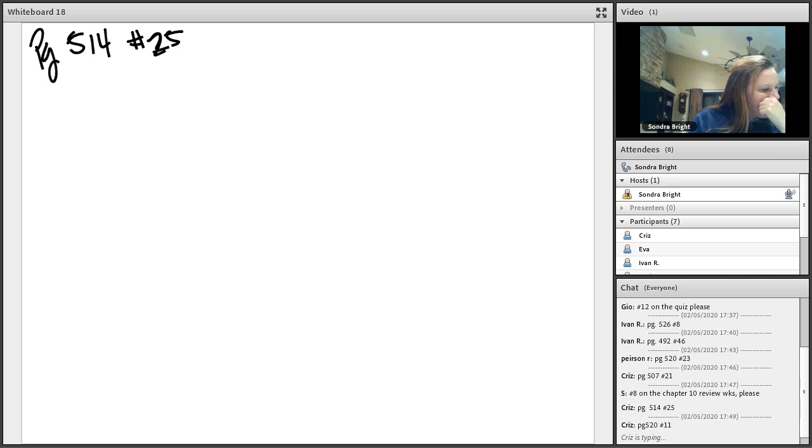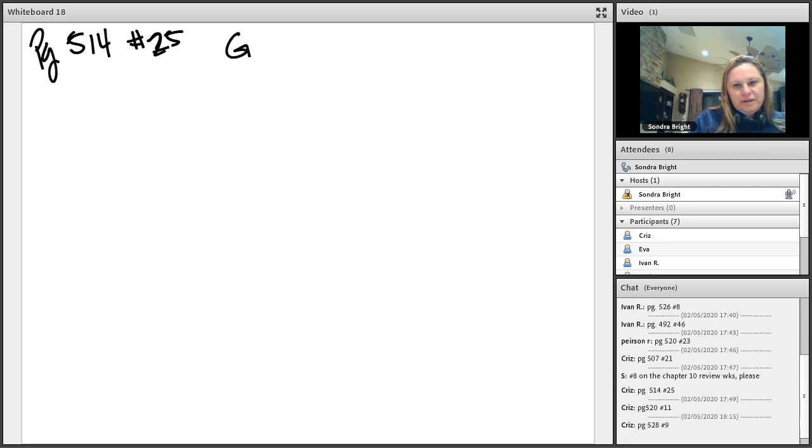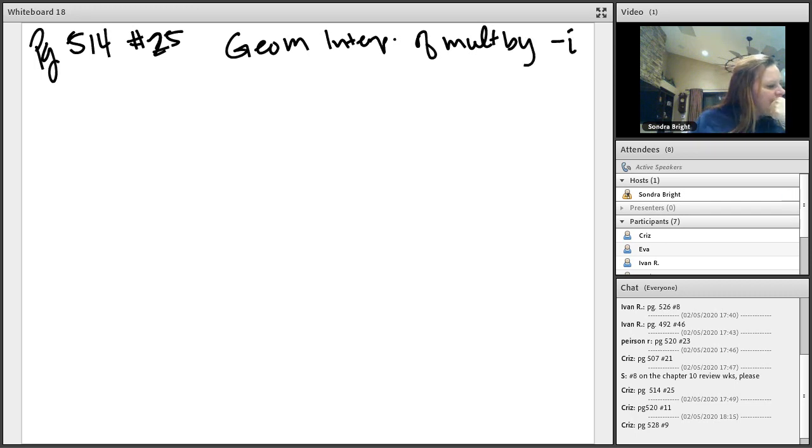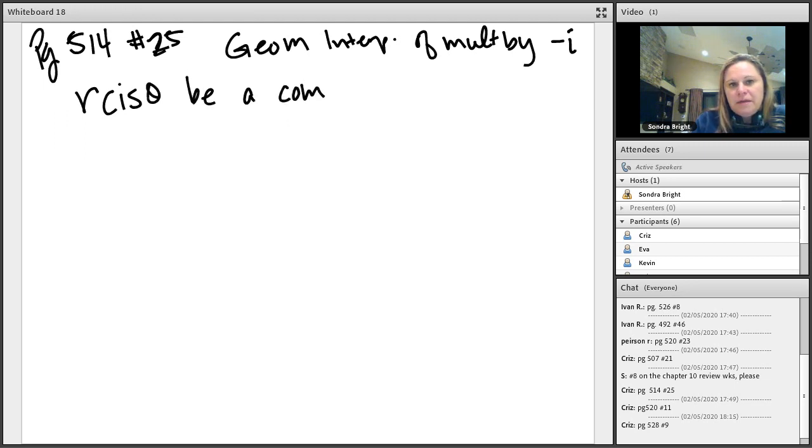It says, give a geometric interpretation of multiplying by negative i, by any complex number. Okay, so I'm going to let r cis theta be a complex number, and I want to know what happens when I multiply negative i by it.